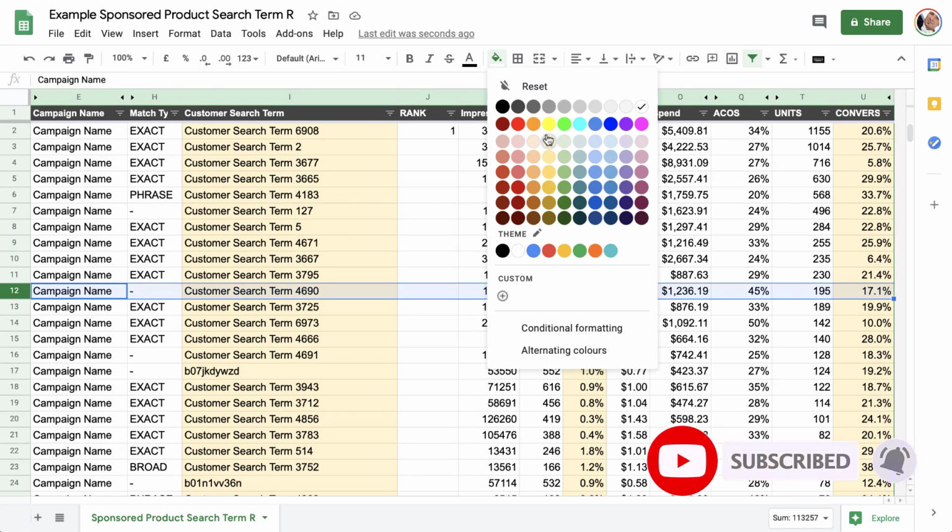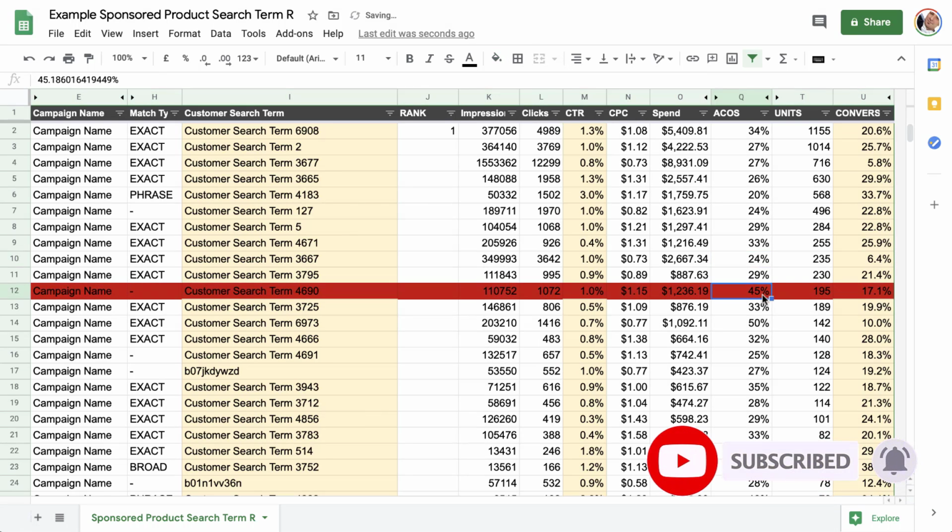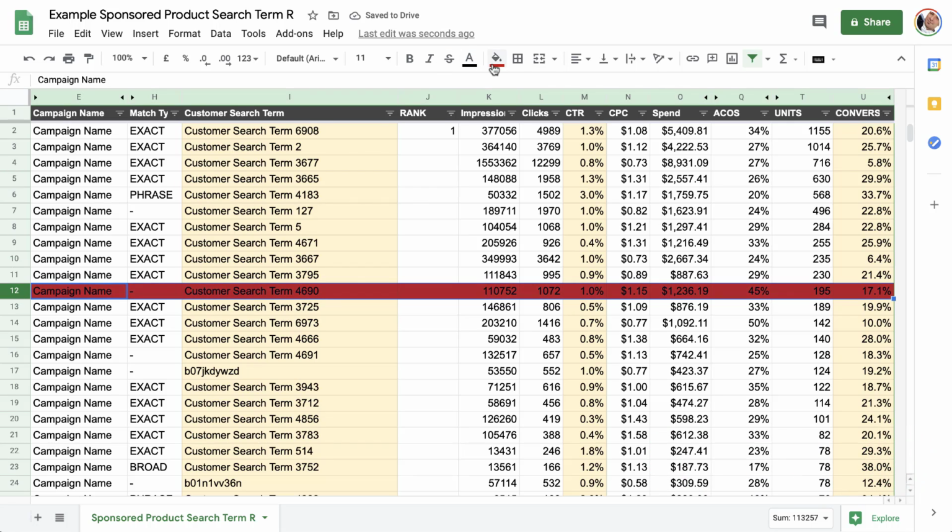This is not profitable for me, right? Now we have 45% ACOS. It's not really profitable. Conversion rate is not so good either. Click-through rate is kind of okay, right? So what do you do here?